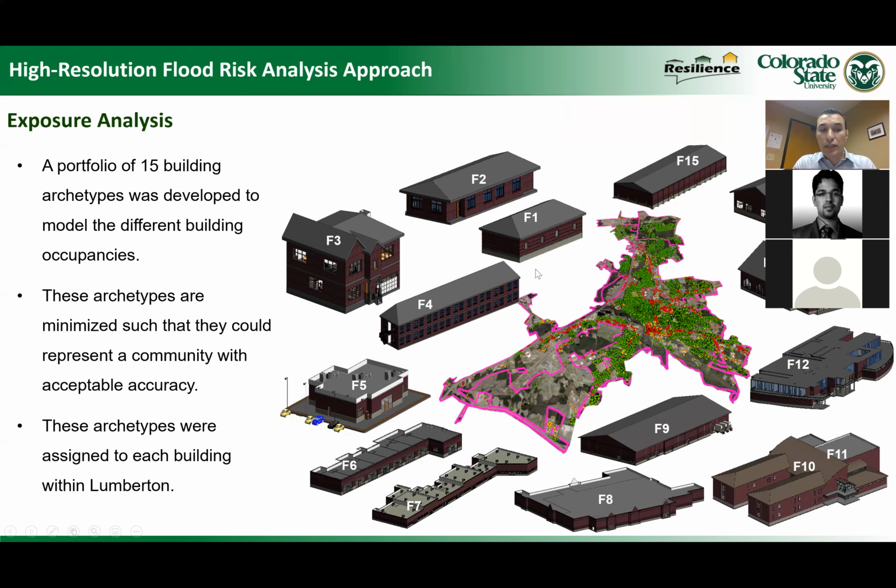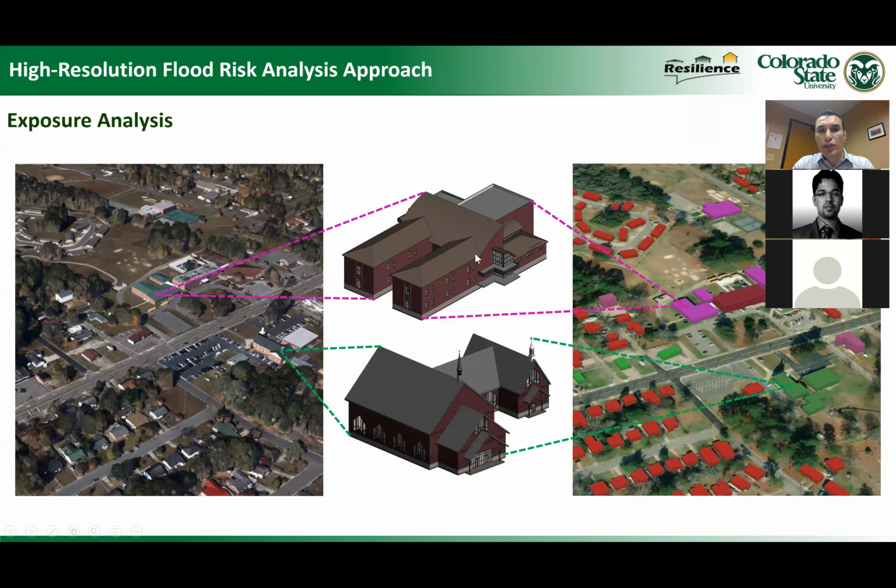Afterwards, these archetypes were assigned to each building within Lumberton. So the color coded buildings are based on our 15 building archetypes. So here it shows how we mapped our building archetypes. So this is one of the neighborhoods in Lumberton, and these are two of our archetypes, and this is the mapped community. So right now we are moving from a community that has a lot of buildings to a mapped community that we can handle in our damage analysis.